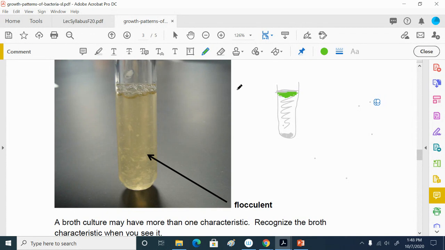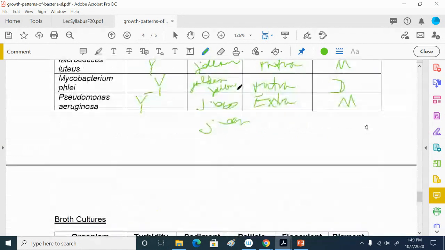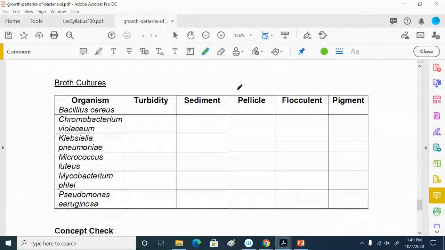But the four primary characteristics we look for are turbidity, sediment, pellicle, and flocculent. But it's possible for a broth tube to have more than one characteristic. So you just need to be able to recognize the characteristic when you see it. You don't need to know which bacteria have which characteristic.